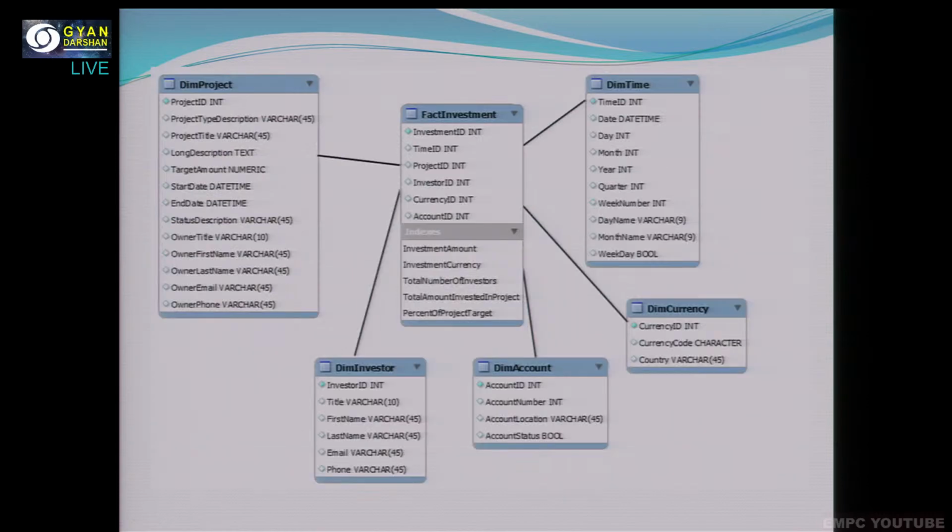Likewise, you can go through the third example over here. Project dimension is given, investor dimension is given, account dimension table, currency dimension table is given, time dimension is given, and the fact table is fact investment, wherein the facts identified are the investment amount, investment currency, total number of investors, total amount invested in the project, and then percentage of profit target. So these are the facts that are identified, and these are the reference keys over here.